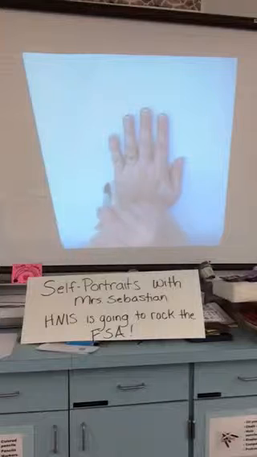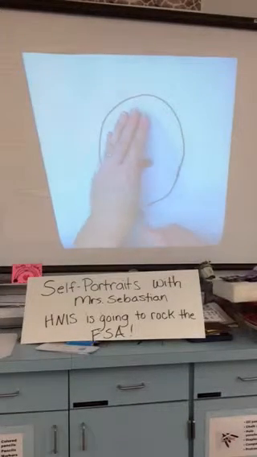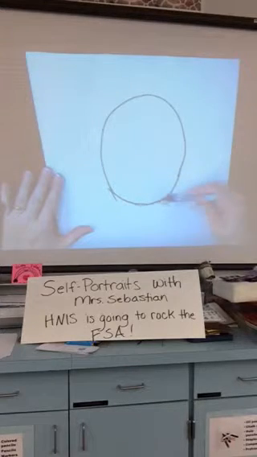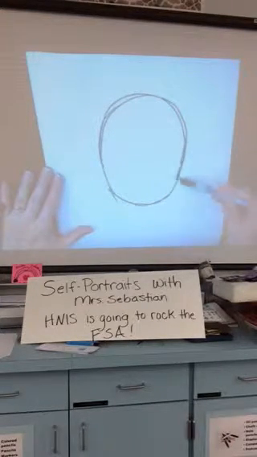Okay, so I'm going to start off with kind of an egg shape. It's kind of like an oval, and I'm going to make it come down. It could be a little wider at the top, and maybe a little more narrow at the bottom.